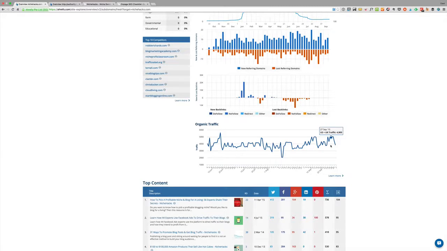It's not absolutely true, but that's the best guess that Ahrefs can get. And Ahrefs is basically telling me that Niche Hacks is stable, but the traffic index is around 3,070. And this is not the number of visits per day either. This is just a random number that Ahrefs uses.